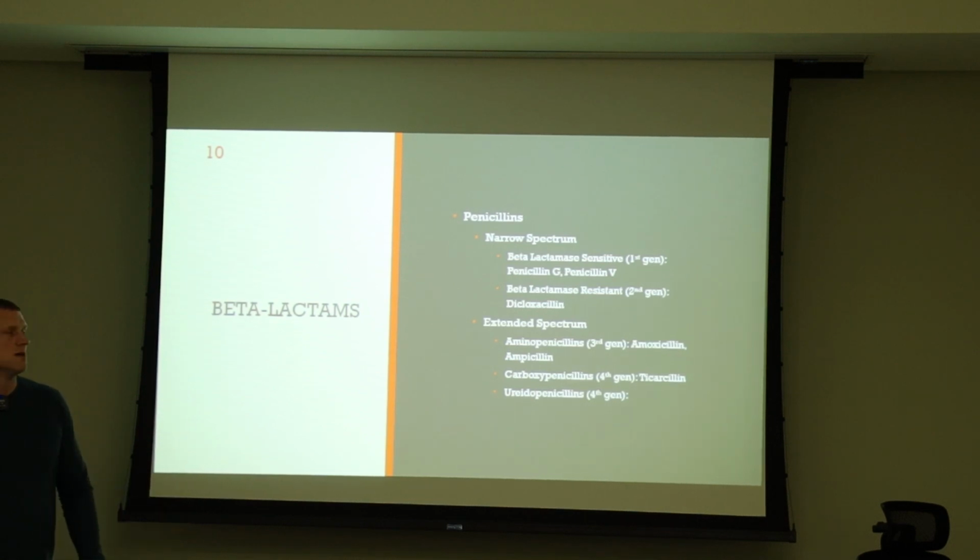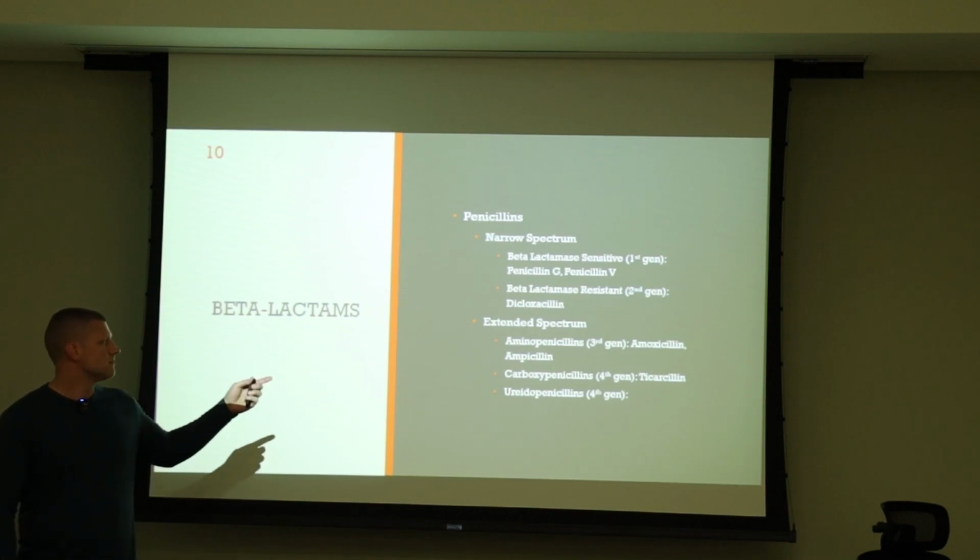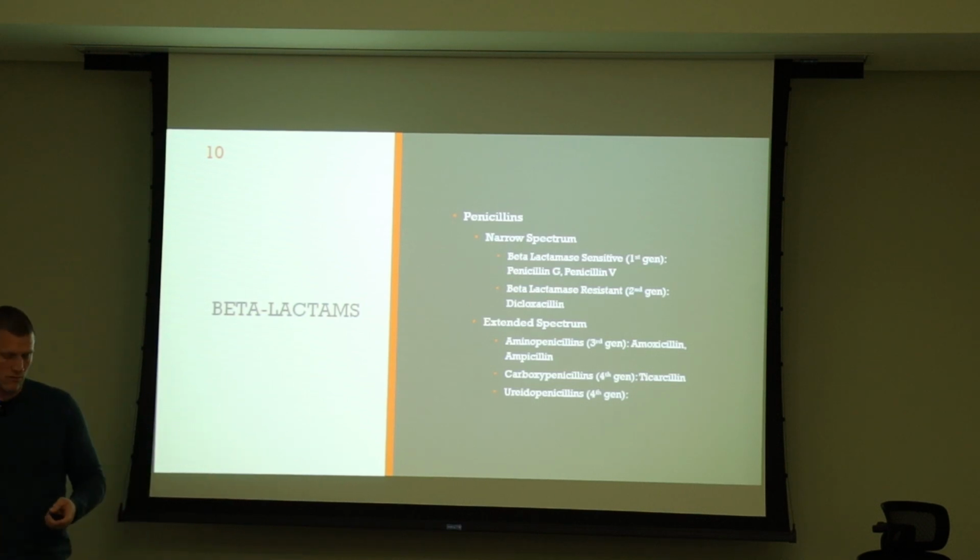But most of the ones are going to be like your Pen G and Pen V in the first gen, which are very sensitive to resistance from the beta-lactamase that the bacteria pick up to be resistant. The extended spectrums like amoxicillin and ampicillin are the ones that we probably use more frequently.